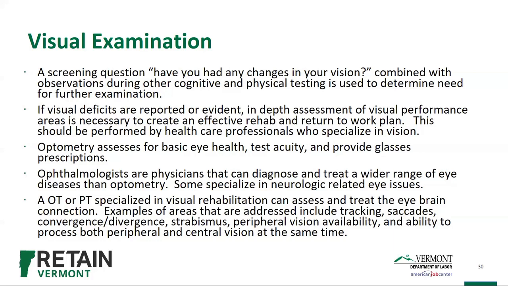An OT or PT specialized in visual rehabilitation can assess and treat the eye-brain connection. Examples of areas that are addressed include tracking, saccades, convergence and divergence, strabismus, peripheral vision availability, and the ability to process both peripheral and central vision at the same time.